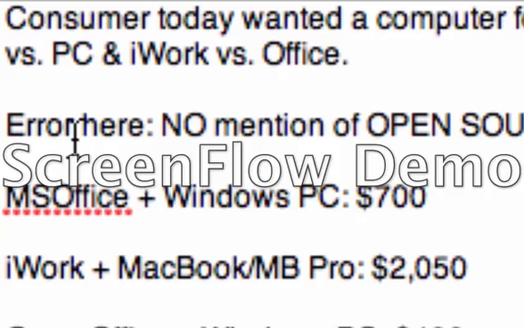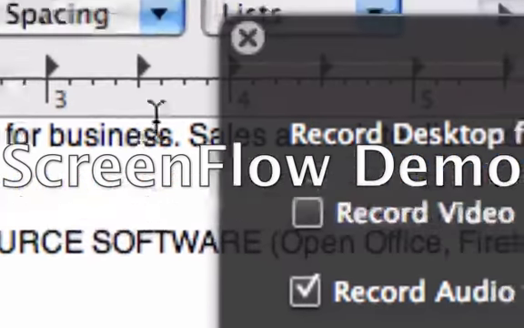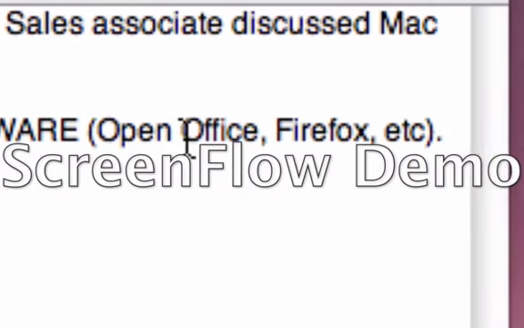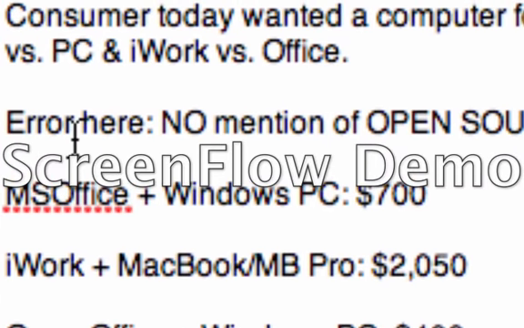So I was at the store today, and I was looking around at the computers, and literally right across from me, a customer and a sales associate started talking, and the customer essentially wanted a computer for business. Excuse me. And the sales associate, they got into a discussion of Mac versus PC, iWork versus Office.